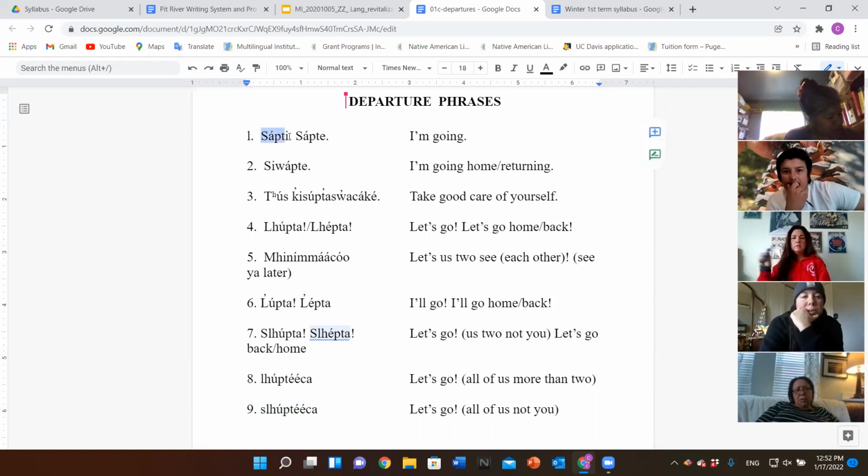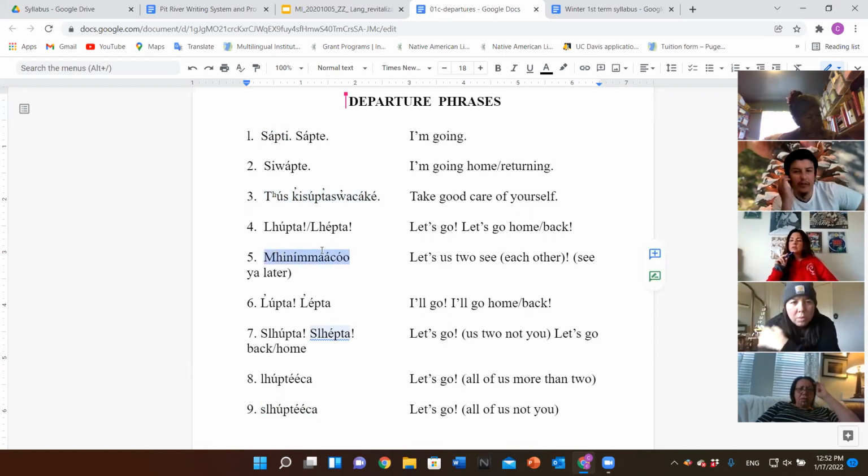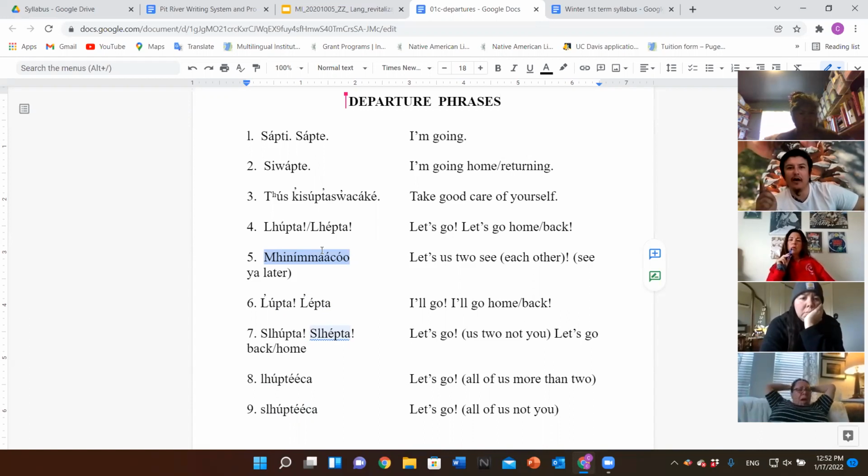But the most common one is sapti, mehinimacho, and then tus kesuptas wachige. Usually most straightforward ones. When you're putting phrases together, is it like English? Does it go in order of how you're saying it? Like, would you say I'm going, take good care of yourself? Or like in Spanish, where things are kind of backwards. When putting together phrases in Achimawi, do you just order them after each other, left to right?